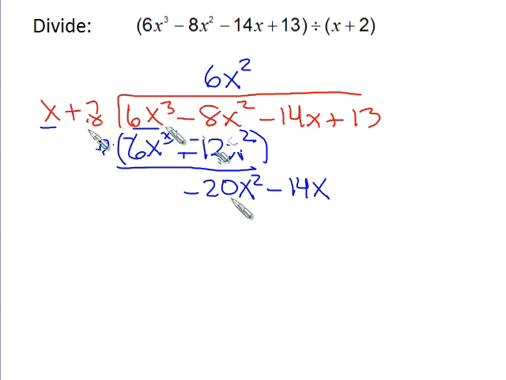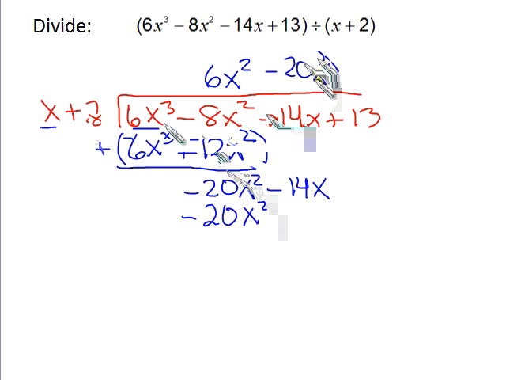x times what would give me exactly negative 20x squared? Well, that would be negative 20x. We have a check here because it should line up in the same power of x. Multiplying it back through, you should get exactly this first term. So you have a couple checks going on in here. And then negative 20 times a positive 2 is a negative 40x.